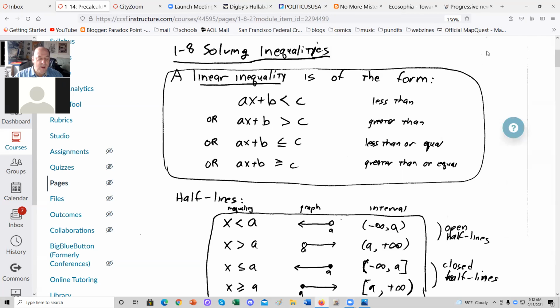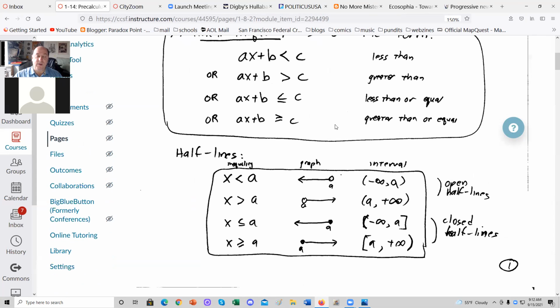All right, today, 1-8 solving inequalities, 1-9 solving absolute value equations and inequalities. A linear inequality is of the form ax plus b is less than c, or greater than c, or less than or equal to c, or greater than or equal to c. Now if you have it down to x less than, greater than, less than or equal to a constant, what you get is a graph which consists of a half line.